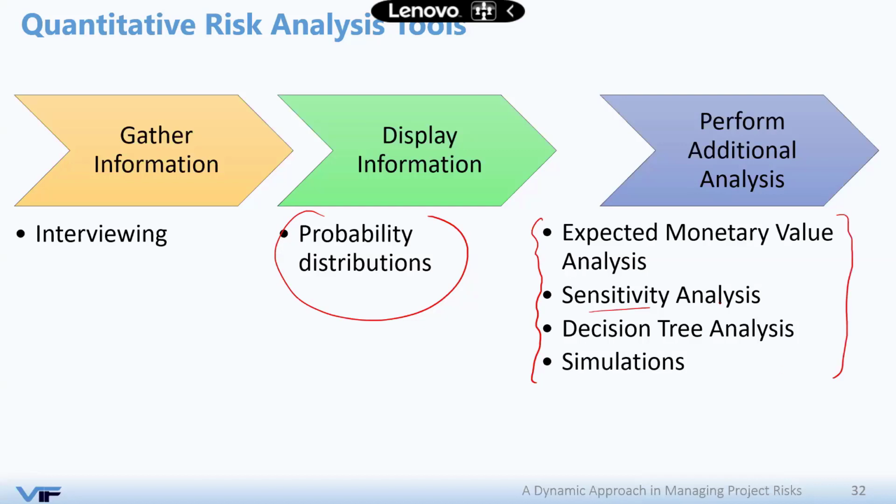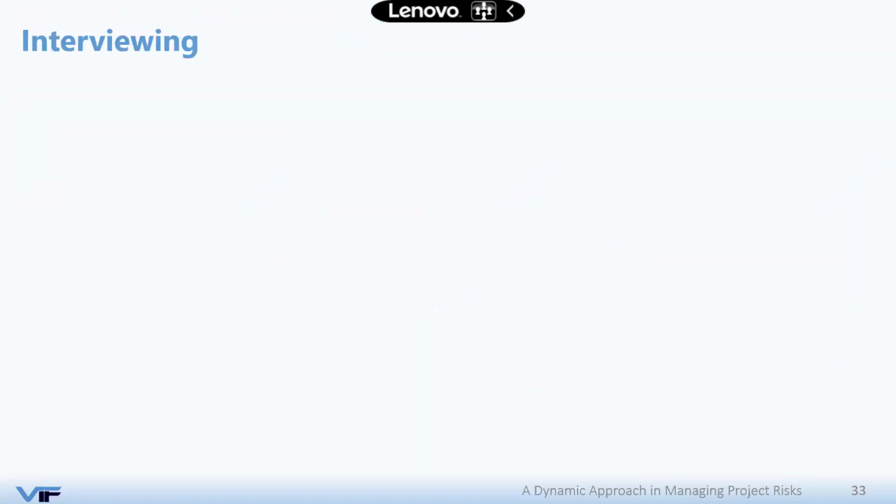What does sensitivity analysis mean? I'll show you a sample now. Decision tree analysis, the Monte Carlo simulation, EMV, expected monetary value. So these are quantitative methods for analyzing your project risks. It's very easy, but you need to be familiar with some terminologies, the probability distribution, and some software that can help you to do quantitative risk analysis.